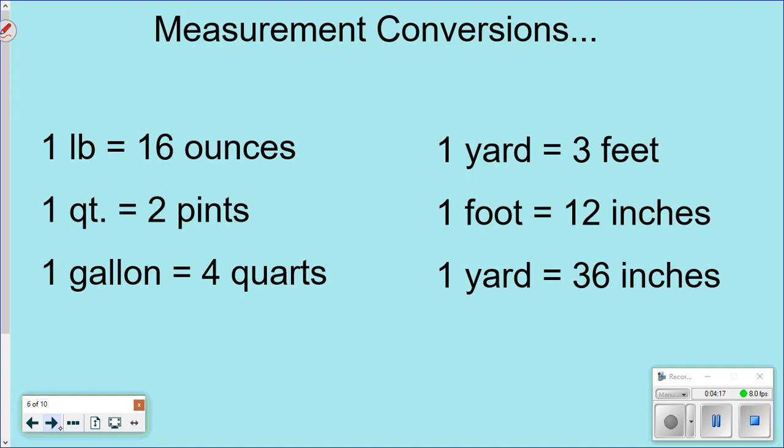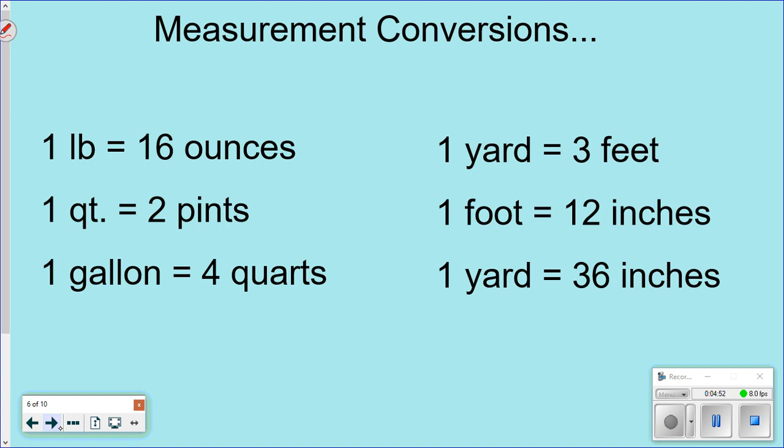So like 1 pound is 16 ounces, 1 quart is 2 pints, 1 gallon is 4 quarts, 1 yard is 3 feet, 1 foot is 12 inches, and 1 yard is 36 inches. So you're going to need to know some of these before you do some of the problems. If you know them, fine. If you don't, make sure you get them written down because I'm not going to tell you over and over again. So make sure that you know in your text or in your notebook what some of these conversions are. And these are not in your textbooks, I don't believe. So make sure that you get written what you do not have.